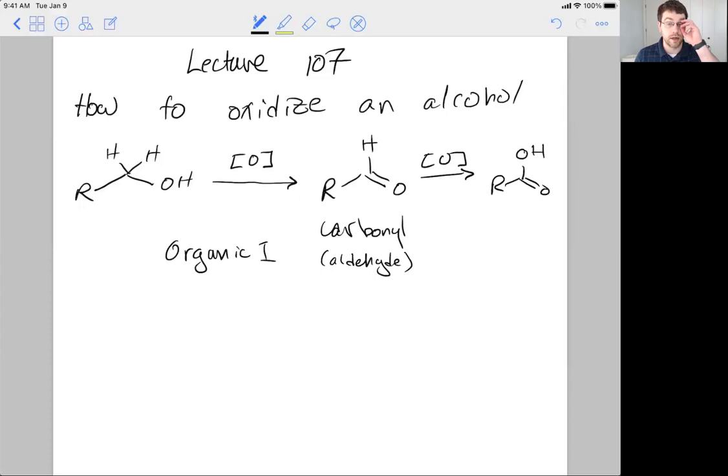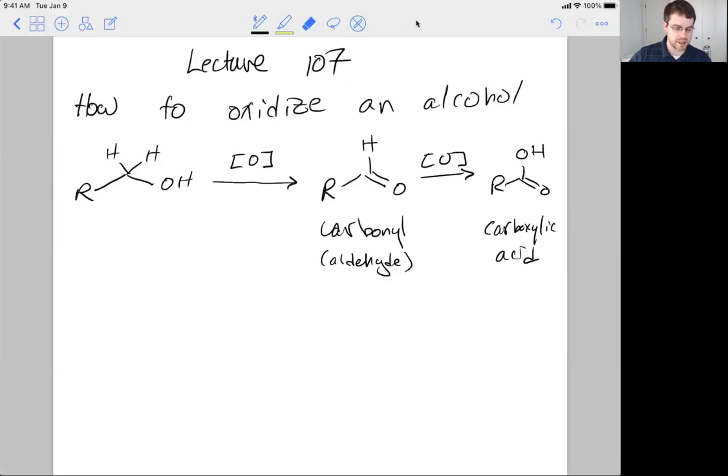So this is the sequence of events where you could oxidize an alcohol. You first convert the alcohol into a carbonyl, and then the carbonyl into, maybe you recognize this, a carboxylic acid. And I'll erase this organic 1. We do need to be aware of both of these oxidation processes.